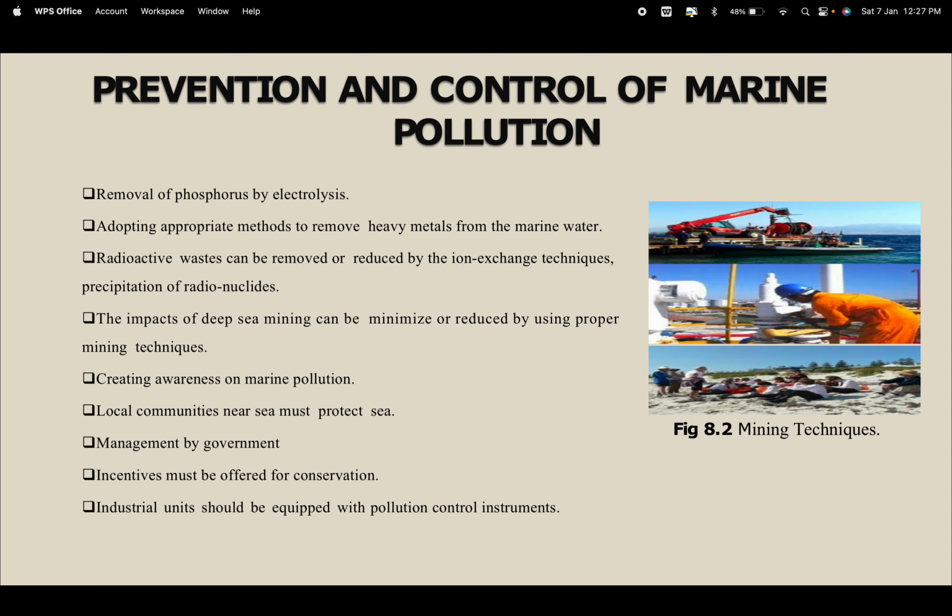Prevention and control of marine pollution. Removal of phosphorus by electrolysis. Adopting appropriate methods to remove heavy metals from the marine water. Radioactive waste can be removed or reduced by ion exchange techniques and precipitation of radionuclides. Creating awareness on marine pollution. Management by government. Incentives must be offered for conservation. Industrial units should be equipped with pollution control instruments.